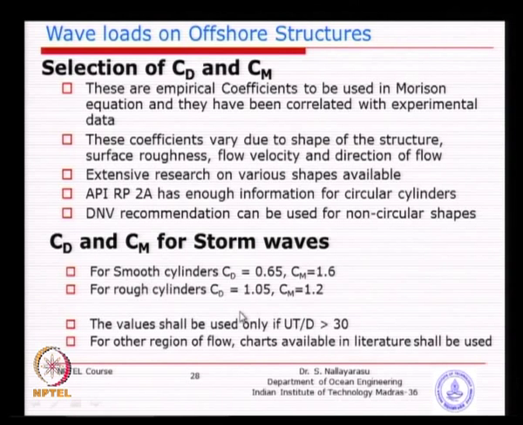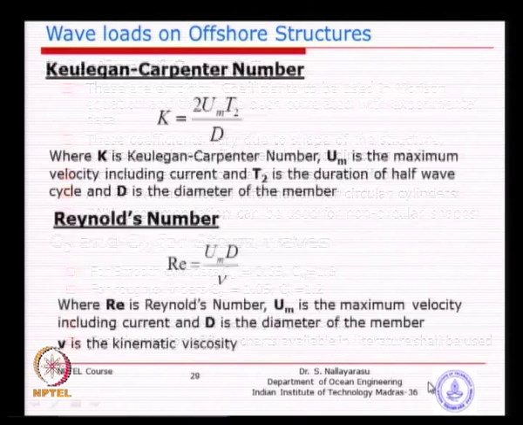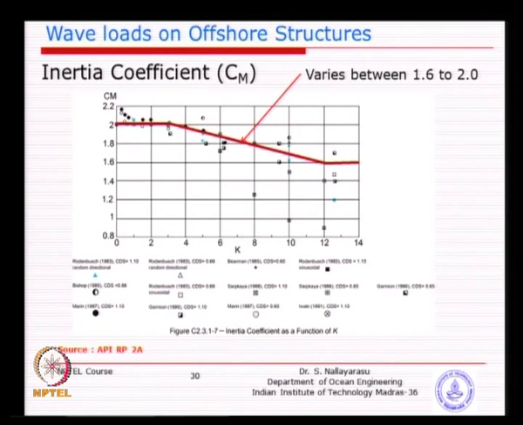Typically, the CD and CM for tubular sections I have just taken from API: 0.65, 1.6, 1.05 and 1.2. This is for smooth cylinders, this is for rough cylinders, like what you have seen with marine growth. You could see that the drag is increasing and the inertia is reducing, and this is true only when you have UT by D greater than 30. This is a condition given by API, these numbers are valid. If it is not valid, then you have to use the charts to select your own coefficients and then apply.